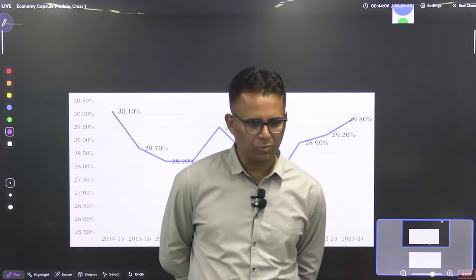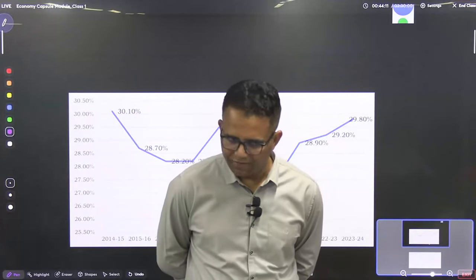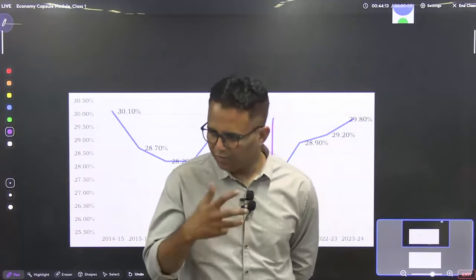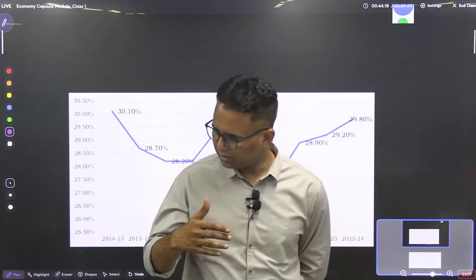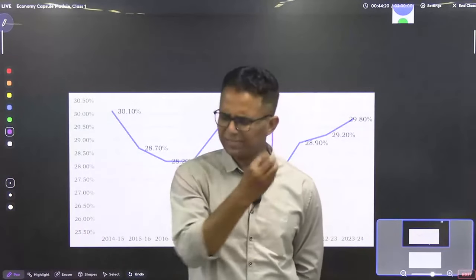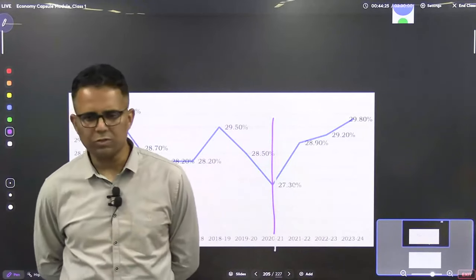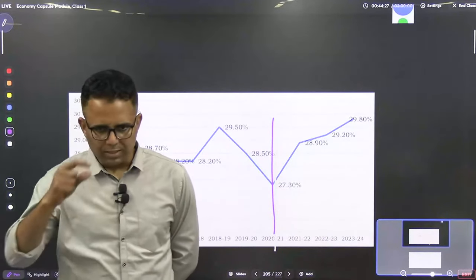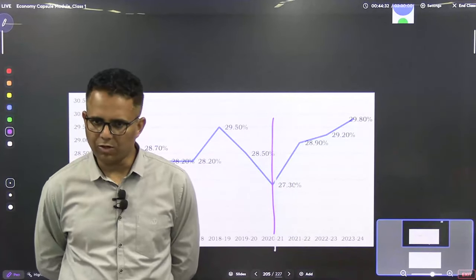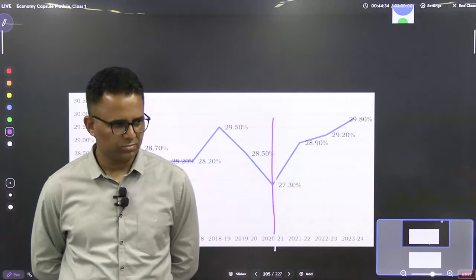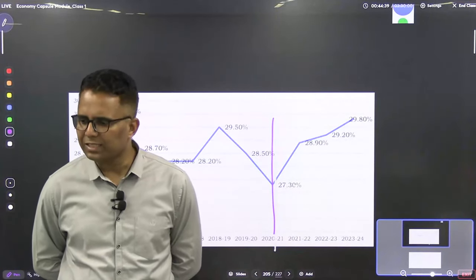We are producing only two types of goods, consumption goods and capital goods. Every year, the value of consumption goods is increasing and the value of capital goods is also increasing. Except that COVID year, both are increasing. But I am saying the ratio of capital goods is increasing, so the likely chances of a further increase in the ratio are less.